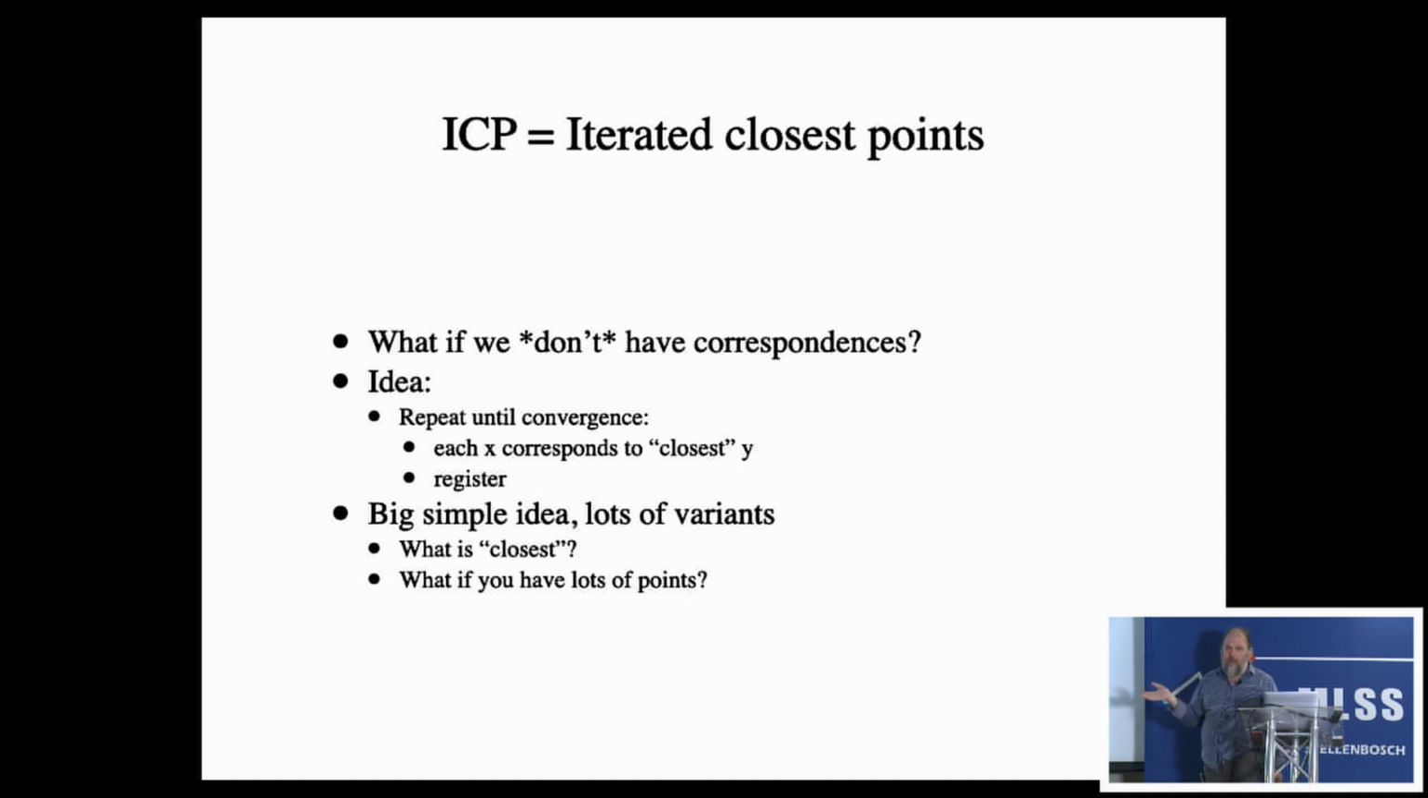This is an amazingly simple, very, very powerful, very big idea with tons of variants. And the variants usually are, what is closest? There are all sorts of ways of thinking about what is closest and how you find the closest thing efficiently. Clearly, if I've got lots of points, I want to reduce the number of points, otherwise that's going to be expensive. There are tricks for doing that as well.